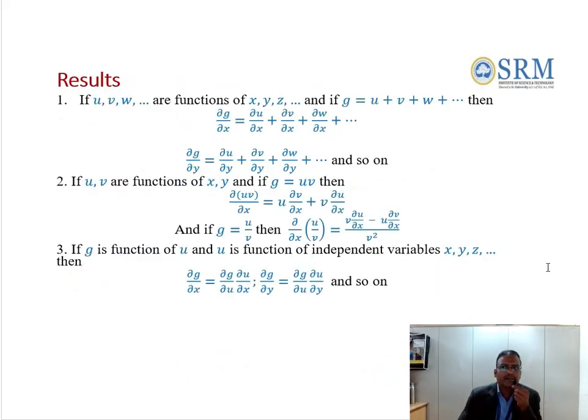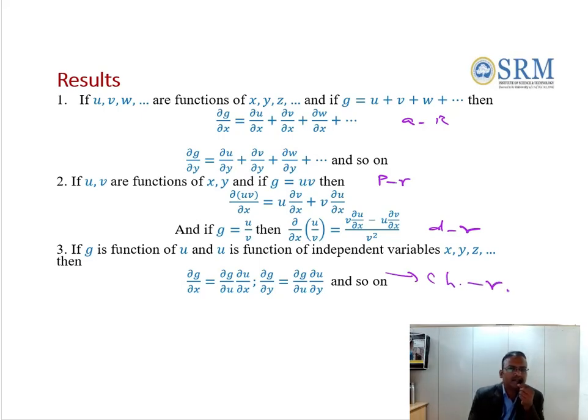There are some results which you are going to use very frequently. They are nothing but the addition rule, product rule, division rule, and chain rule. The first one is called the addition rule, and then this is the product rule, this is the division rule, and this is the chain rule.